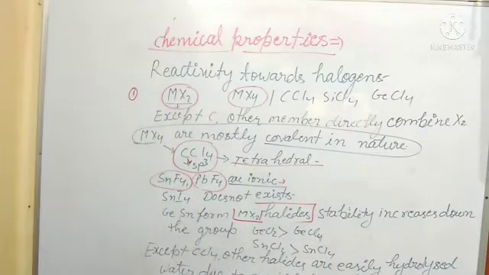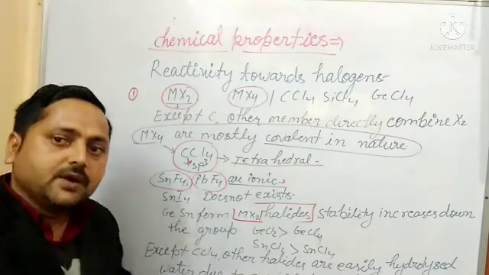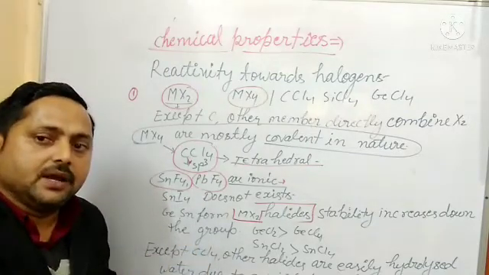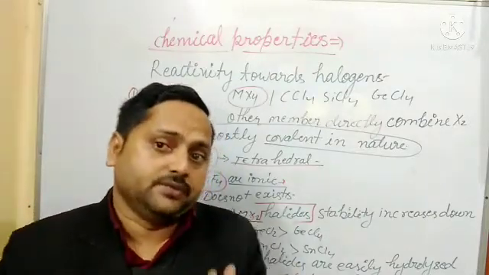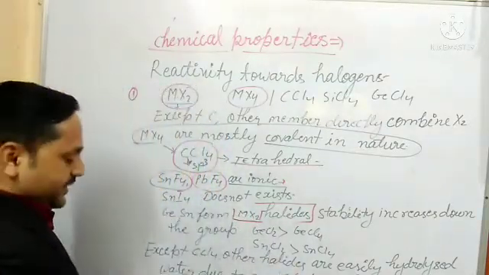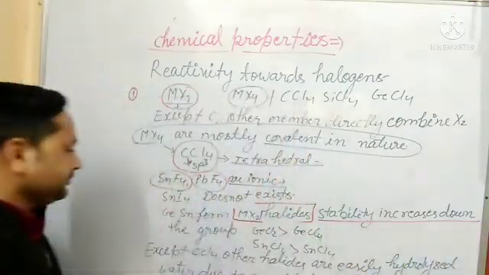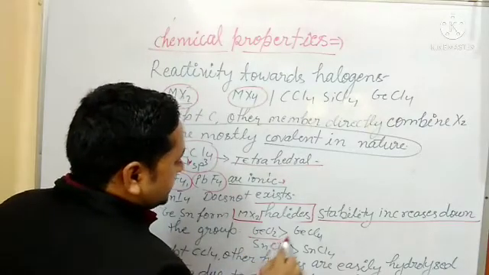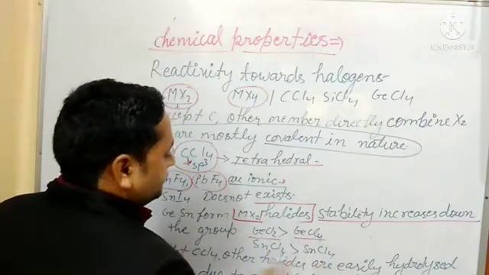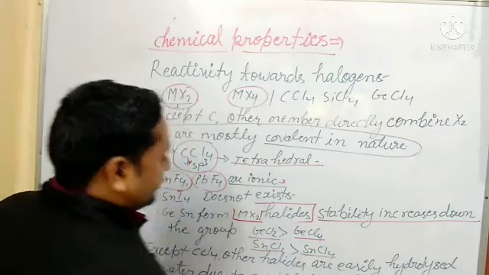In general we can say they form MX2 and MX4 type of halide, but germanium and tin only form MX2 type of halide here. And stability increases down the group. GeCl2 is more stable than GeCl4. SnCl2 is more stable than SnCl4.